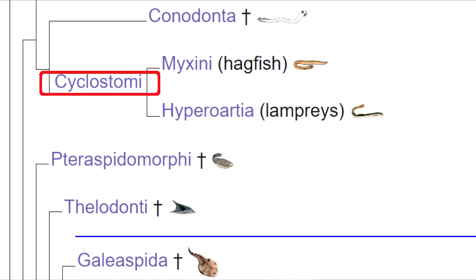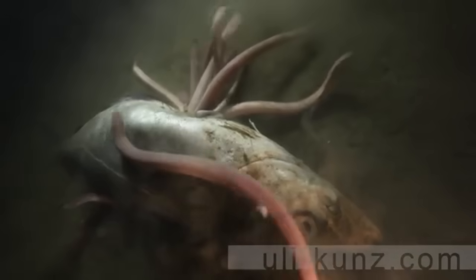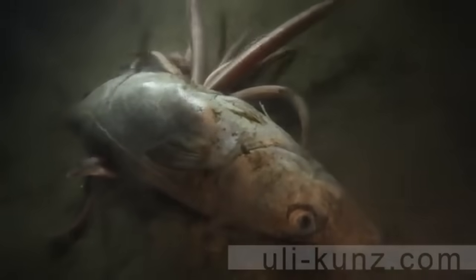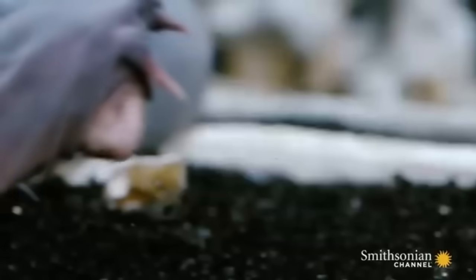Conodonts don't exist anymore, but the next clade does, and they're similar. Cyclostomi consists of hagfish and lampreys, the only jawless fish that still exist. And they're very much like conodonts used to be, kind of like the oceanic version of maggots writhing through fallen carcasses. Lovely image, isn't it?